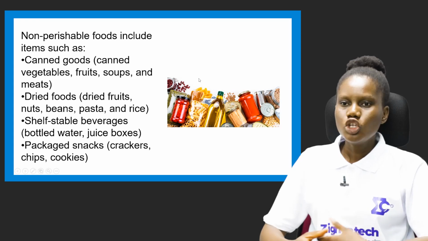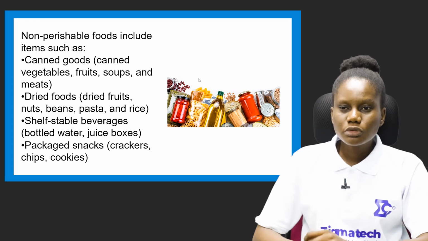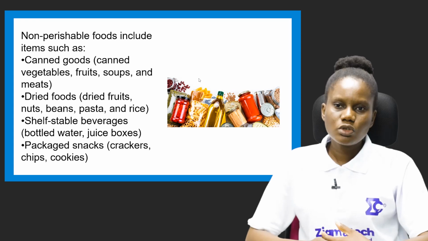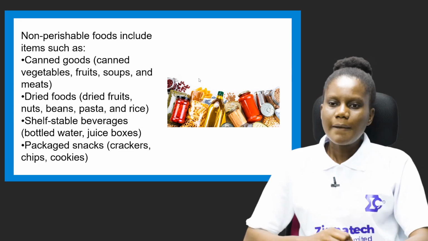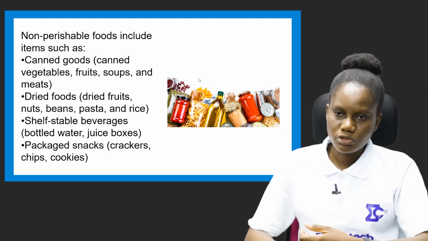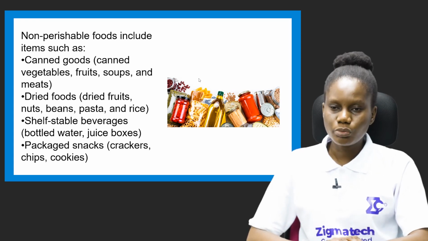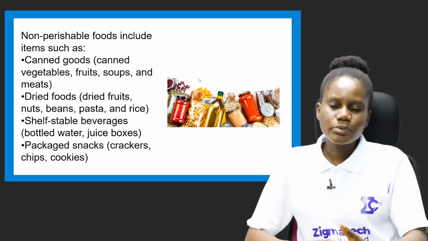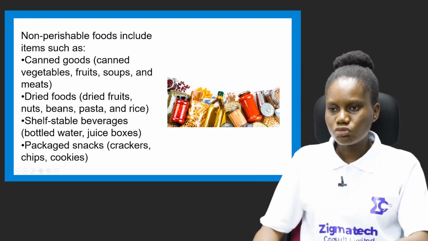So what are the examples of non-perishable food? We have canned foods like canned vegetables, canned fruits, soups and meats. We also have your dried foods, dry fruits like nuts, beans, pasta and rice. These are dried foods, so they are non-perishable foods. You also have shelf-stable beverages such as bottled water and juice boxes. And packaged snacks like crackers, chips, cookies, your biscuits. These are all non-perishable food.